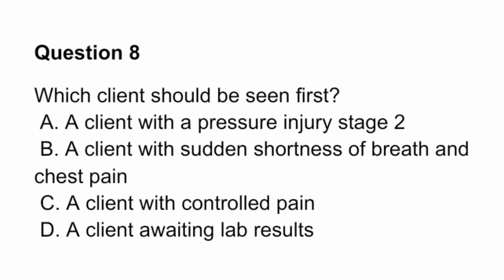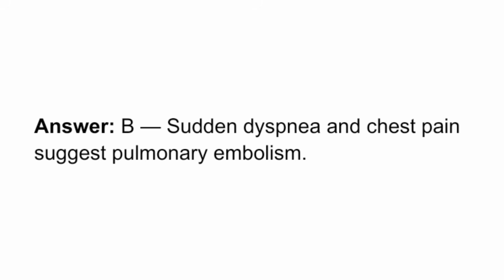Question 8. Which client should be seen first? A. A client with a stage 2 pressure injury. B. A client with sudden shortness of breath and chest pain. C. A client with controlled pain. D. A client awaiting lab results. Answer B. Sudden dyspnea and chest pain suggest pulmonary embolism.